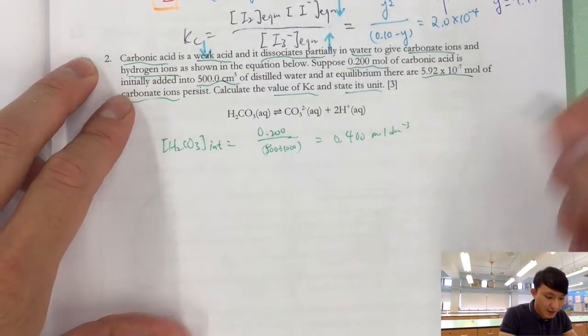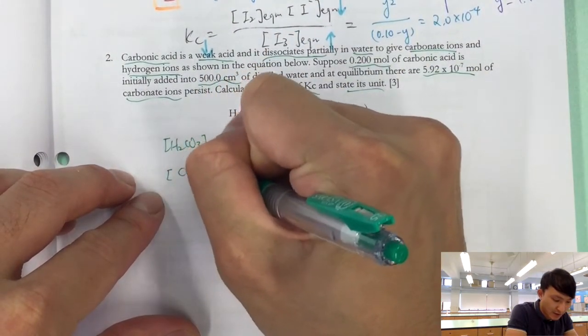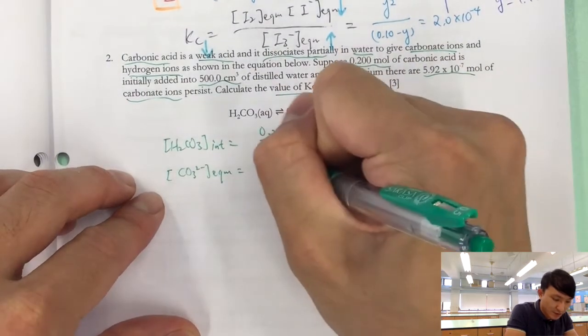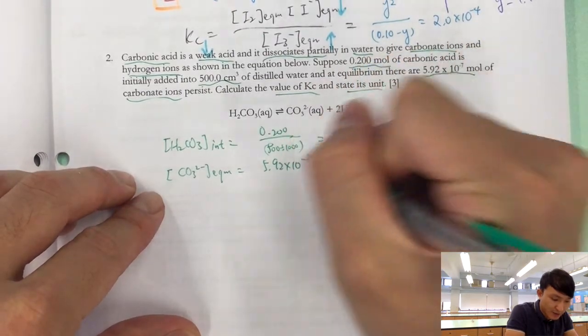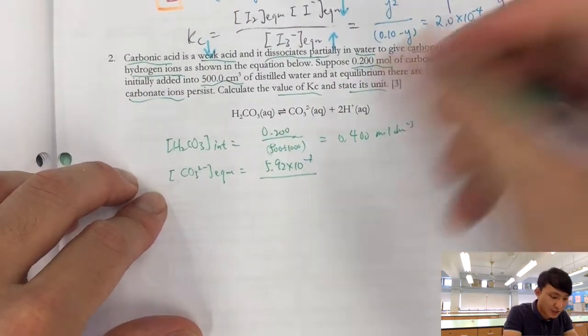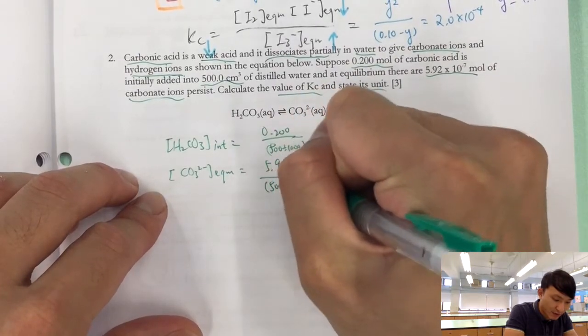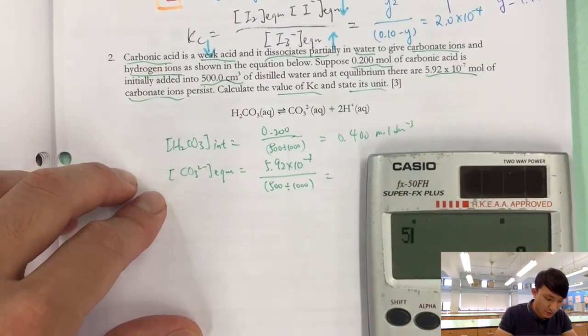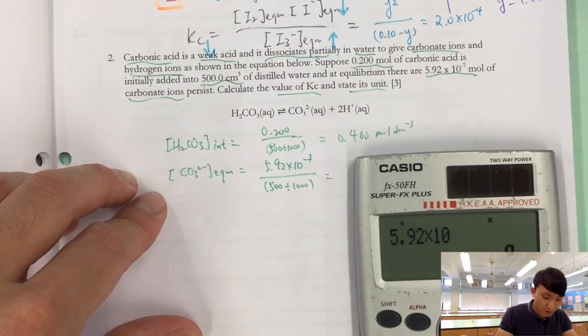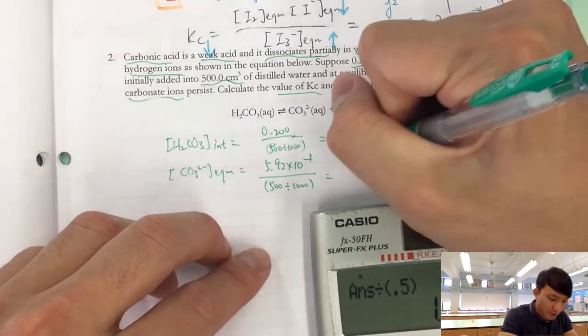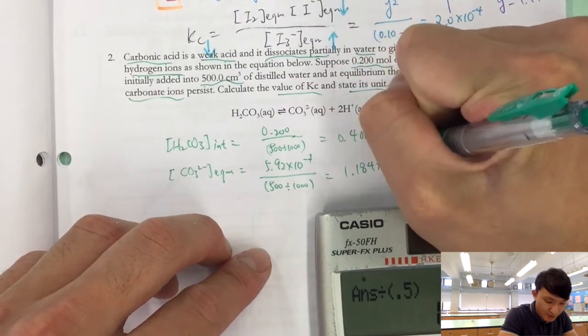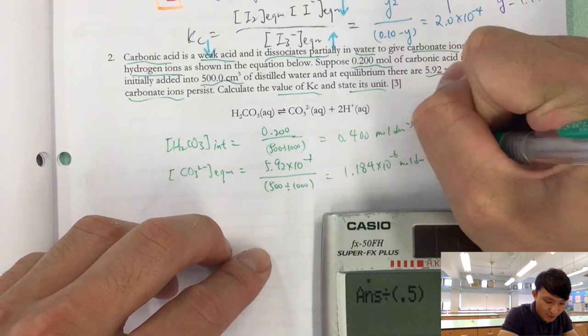Right. Okay, and then at equilibrium, the carbonate ion CO3 2-, this one is 5.92 times 10 to the power negative 7. Again, converted into concentration, so 500 divided by 1000. This one equals 1.184 times 10 to the power negative 6 mole per dm cube. Okay?